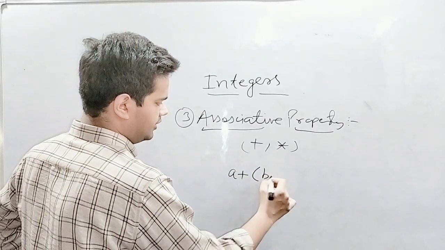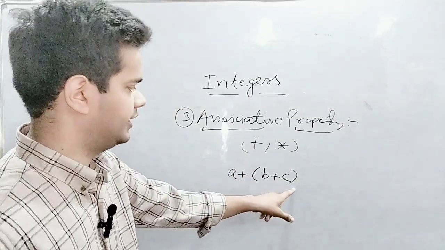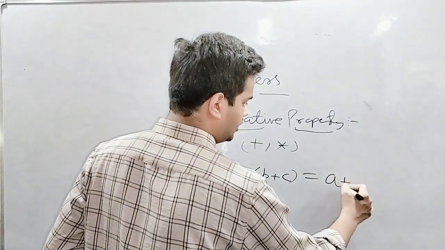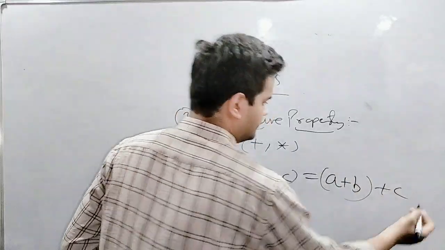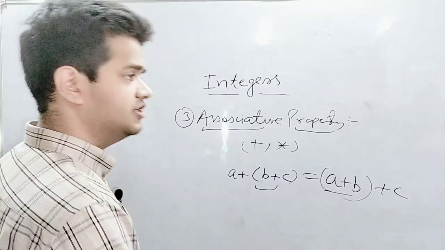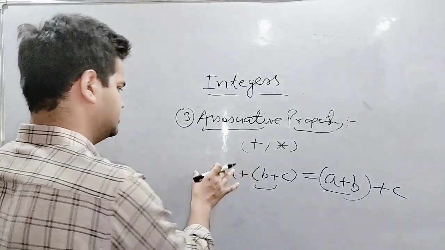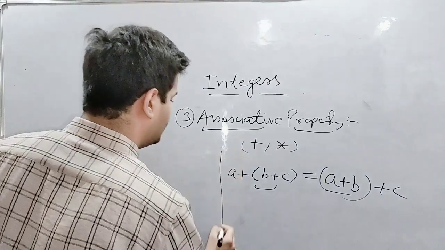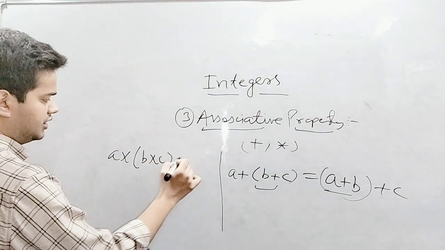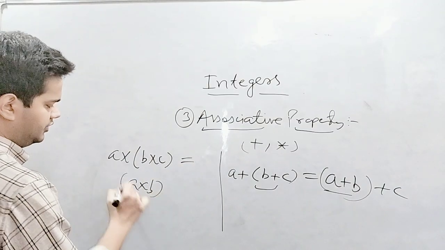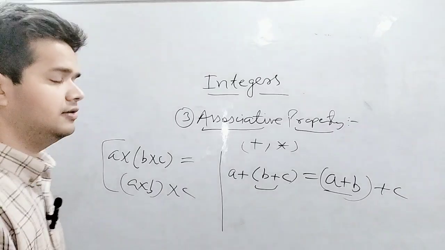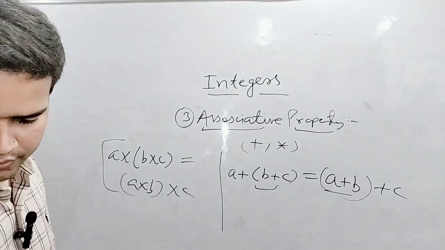Means that a plus (b plus c), where the bracket or group is on b and c, is equal to (a plus b) plus c. So since the value of both will be the same, because addition does not change the sign, this is associative in nature. And the same goes for multiplication also. Like for example, a multiply (b multiply c) is equal to (a multiply b) into c. So this property is only seen in addition and multiplication. Okay, please note it down.